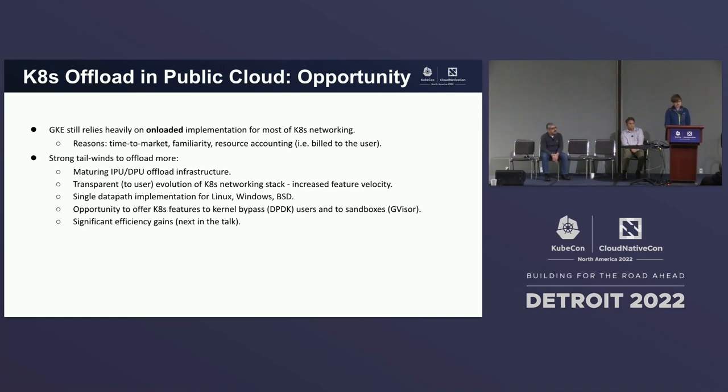Two somewhat related reasons are a single data path implementation, no matter which OS you run, whether it's Linux, Windows, or BSD containers. And also an opportunity to offer Kubernetes features to stacks that currently bypass Linux, Windows, or BSD kernels, such as DPDK, and to lightweight sandboxes, such as gVisor. Also, offloading, as we alluded to, brings significant efficiency gains. And that's Moshe's part of the slide.